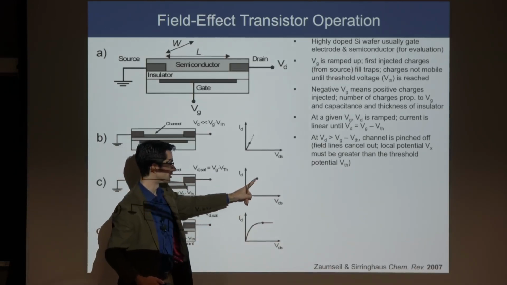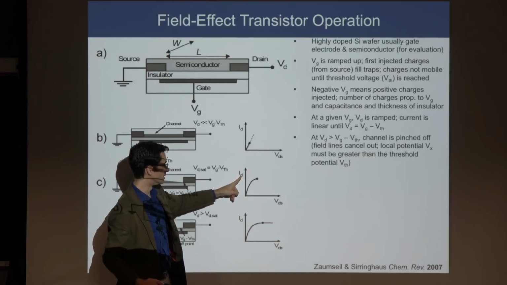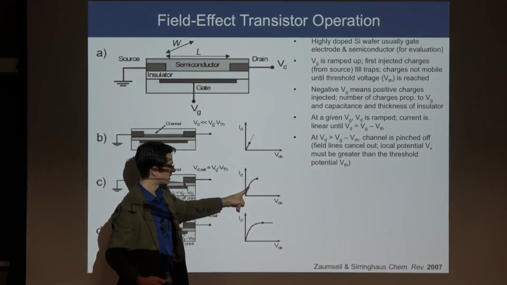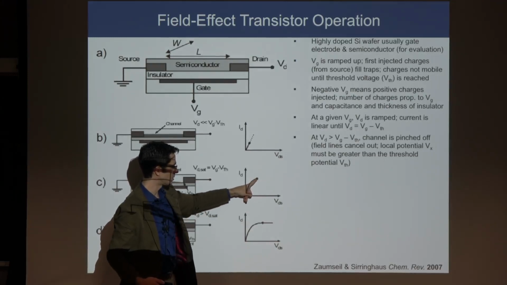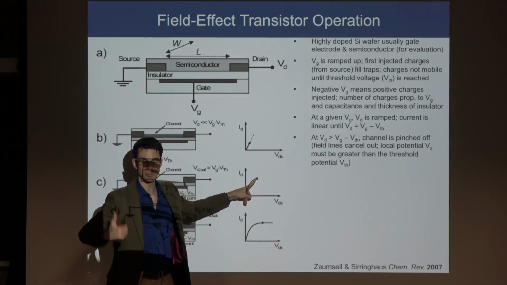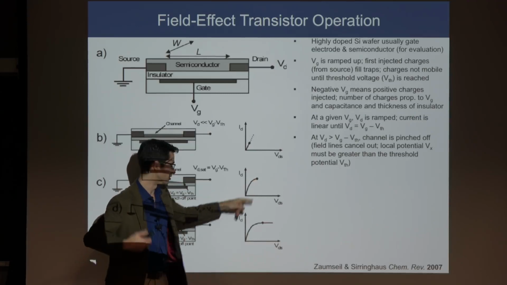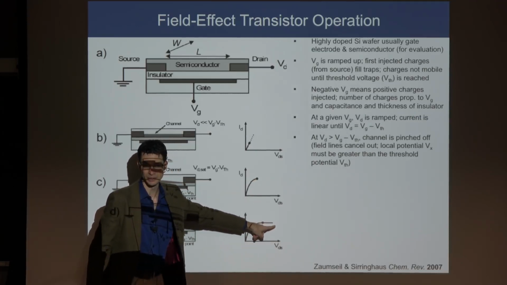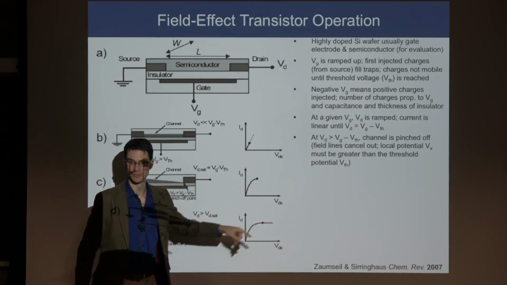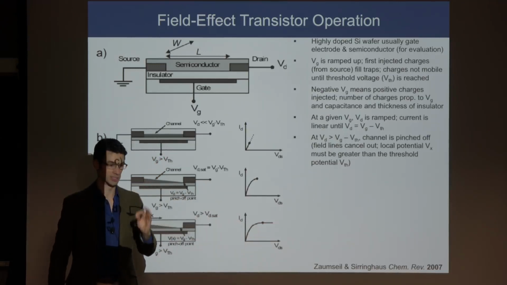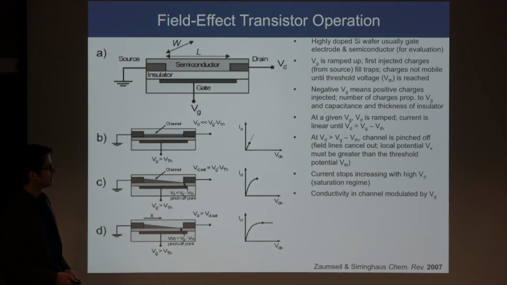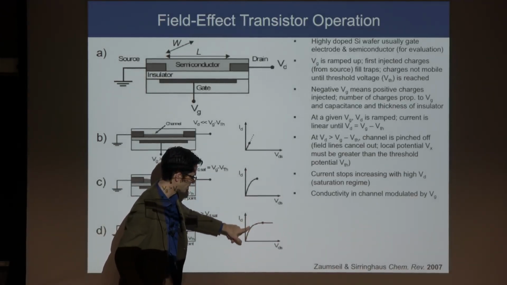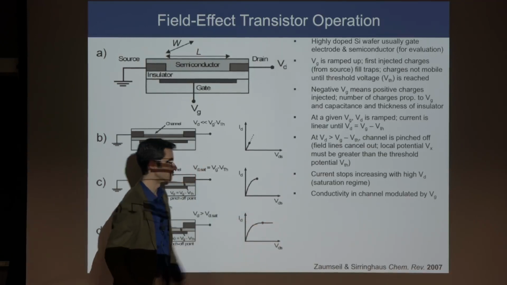And what you see in the curve for the current measured at the drain versus the drain source voltage is that the current stops increasing, and then as you ramp up the drain voltage even more, the drain current does not increase anymore because you've pinched off the channel, so to speak. And this is called the saturation regime. This is the linear regime. This is the saturation regime.